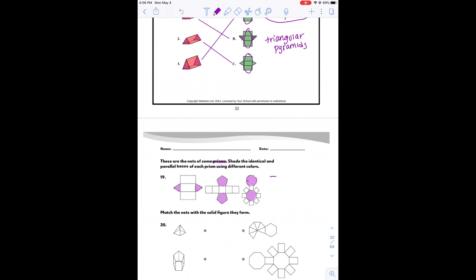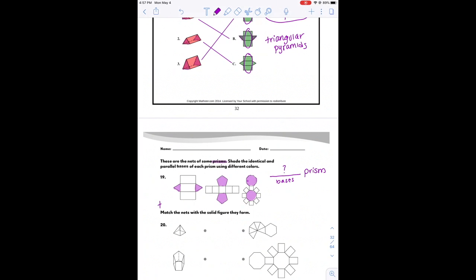All of these are going to be a word followed by the word prism. And that word has to do with whatever shape the bases are. See if you could pause the video and name each of these three shapes. Okay, so hopefully you've done that already.